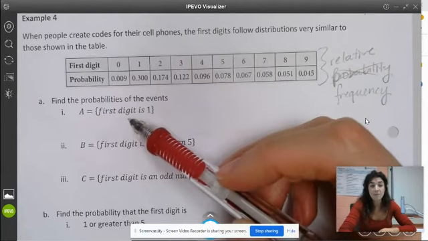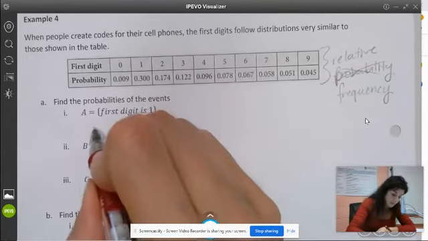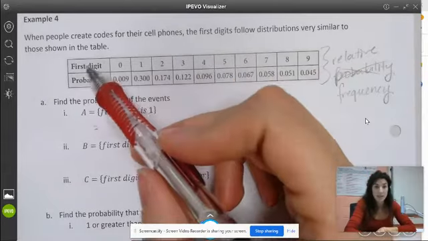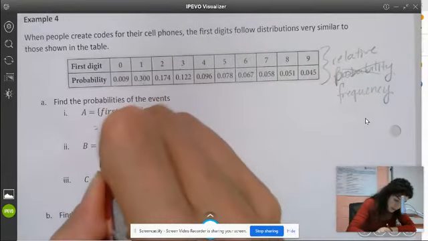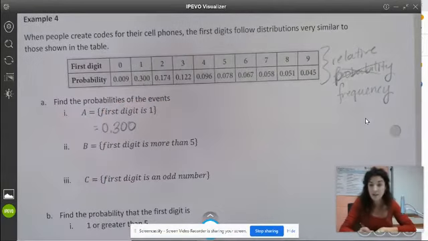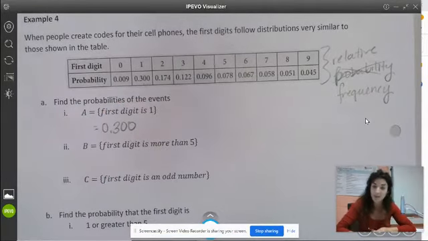Event A is the event of the first digit being 1. And it gives it to us. This table says, hey, the probability of the first digit being 1 is 0.300, because they gave everything to 3 decimal places. So there you go.